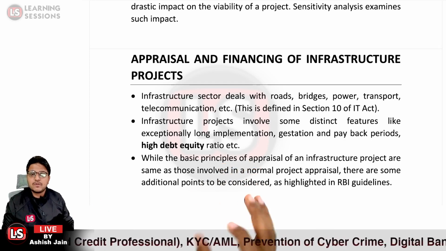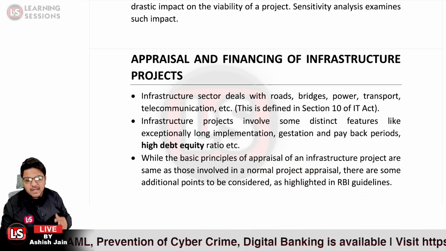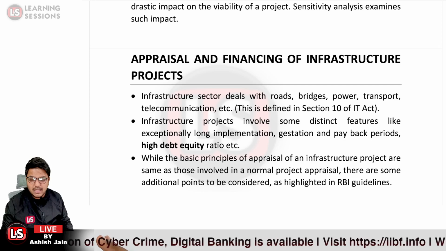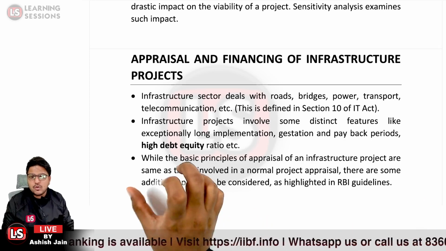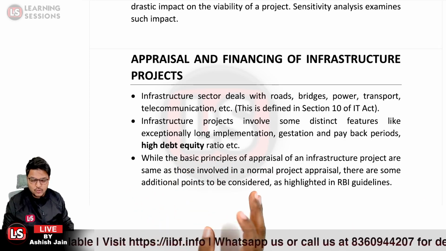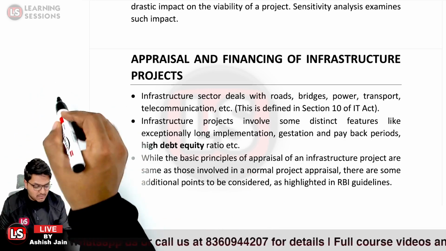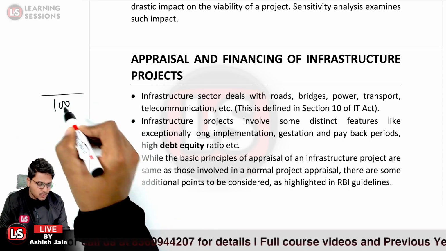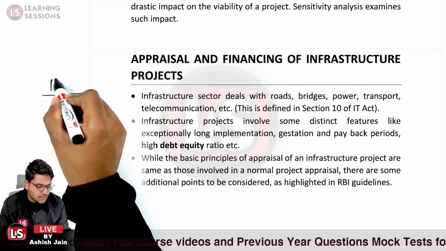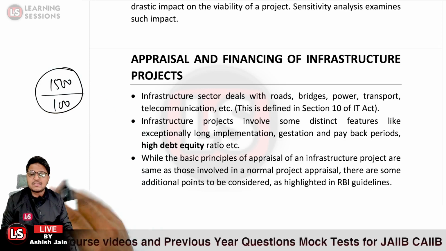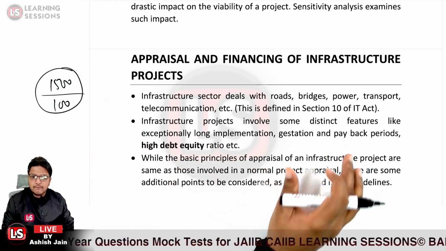So for the construction of roads, bridges, etc., a longer gestation period is required and the payback period will be more, because whatever you invest, you will get back the same amount only in a very long term. Also, a high debt equity ratio, because when you invest in infrastructure projects, you may have own funds of rupees 100 crore, but you take a debt from the market amounting to 1500 crore. In that case, the debt equity ratio is exceptionally high, but that is allowed, and that is a distinct feature of the infrastructure project itself.